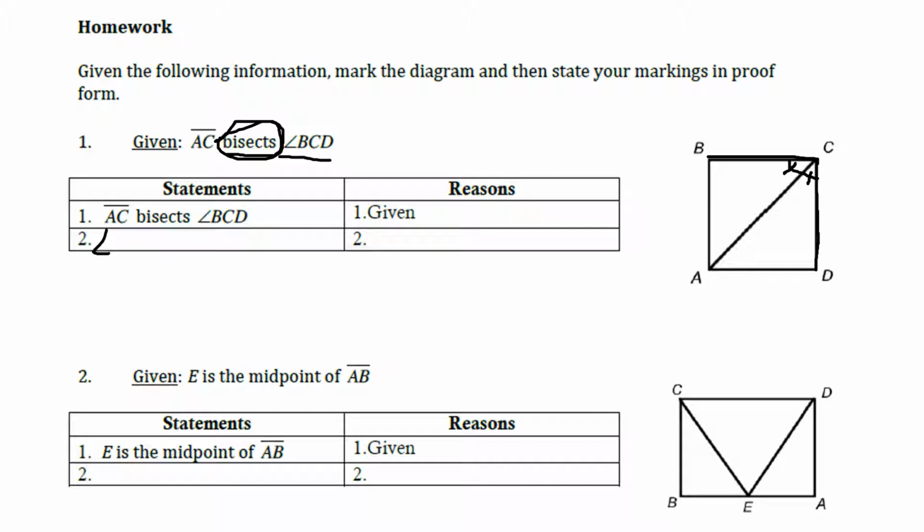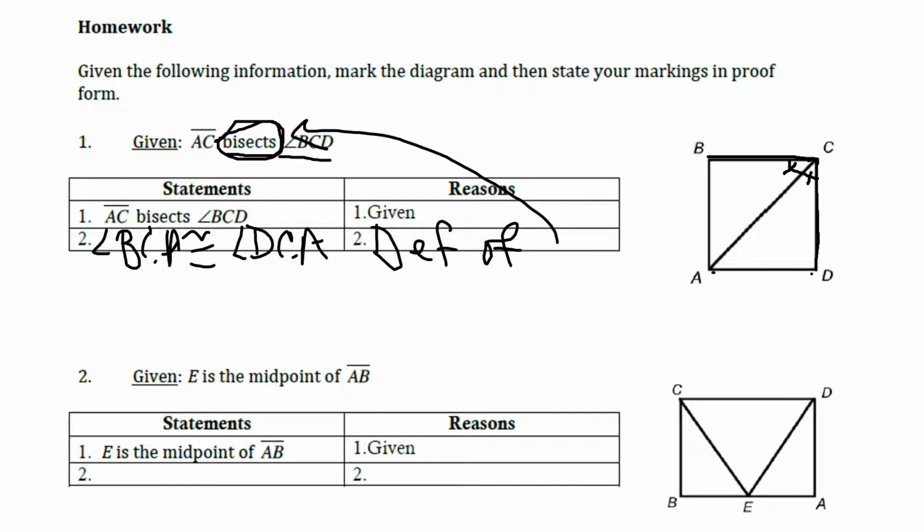Angle BCA has to be congruent to angle DCA, and my reason is definition of the vocab term that I see up here. So you fill in bisect there.